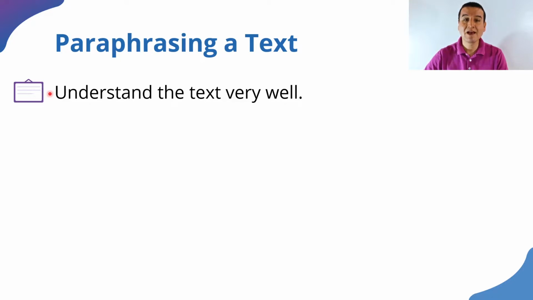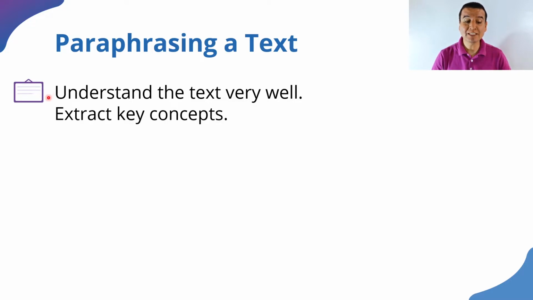The next thing that we need to do is to extract key concepts. For example, if I am trying to paraphrase a text that says, Peter ate 2 apples, we need to make sure that the message is about Peter and that we're talking about apples. And how many apples? 2. And that it's an action of eating, of course. So if we want to paraphrase that, we need to make sure that we talk about those items.